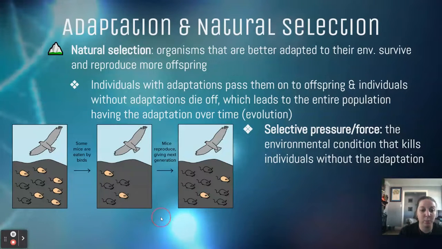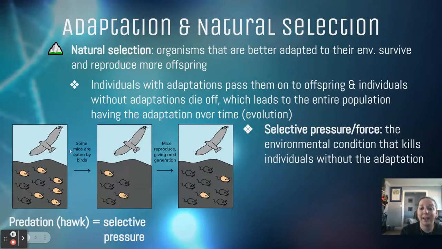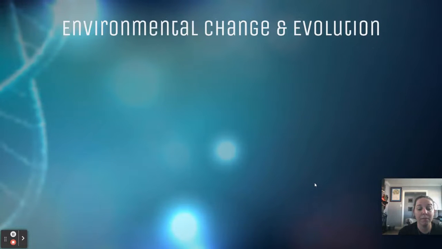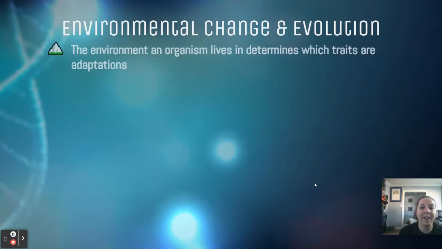In this example, our hawk would be the selective pressure. In the example we talked about before, the amount of water would be the selective pressure. And it's important to understand that whatever environment an organism lives in is going to determine which traits are beneficial, so our adaptations, and which ones aren't.